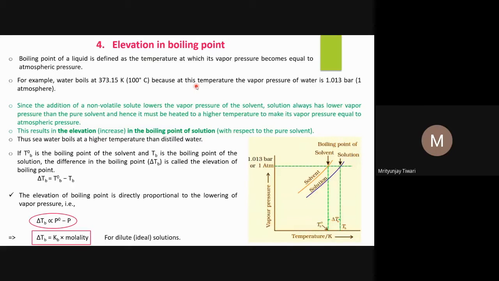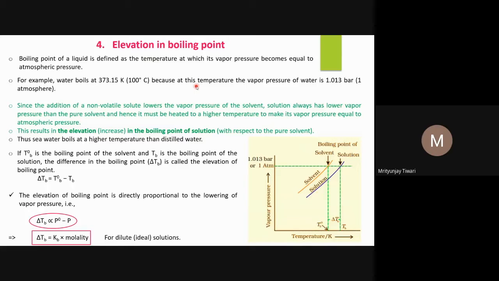Because if you add the solute, vapor pressure decreases. At 100 degrees centigrade, suppose it is water, its vapor pressure should be equal to 1 atmospheric pressure. This is how it is defined. The boiling point of a liquid is defined as the temperature at which the vapor pressure of this liquid becomes equal to 1 atmospheric pressure in a closed container.